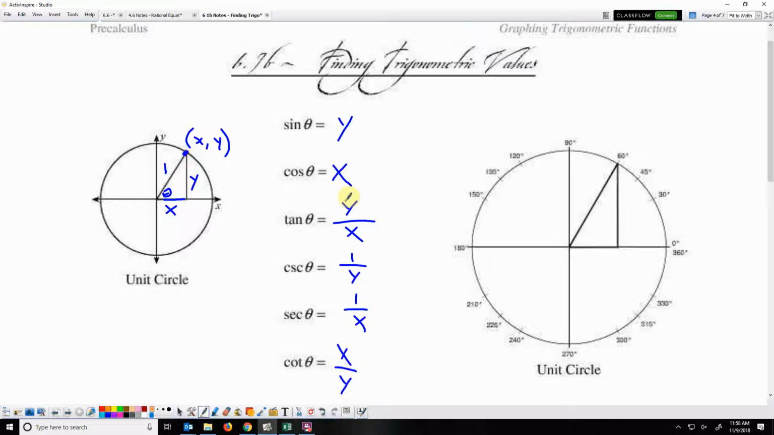Okay? So these three right here, sine, cosine, and tangent, we need to be able to remember. And then we need to be able to remember which of these are reciprocals of which: cosecant and sine, secant and cosine, cotangent and tangent.